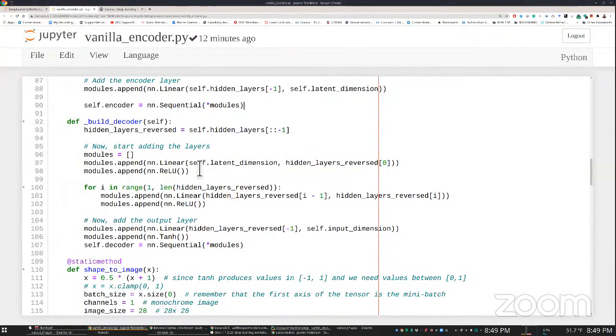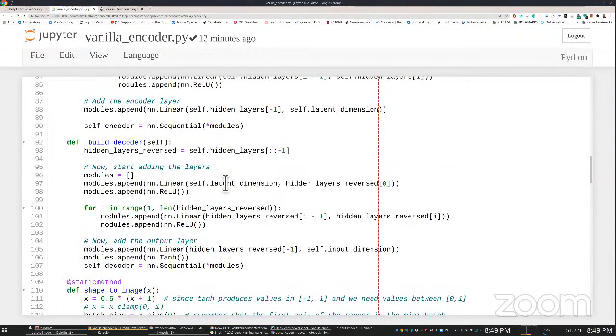So how do we build the decoder? Remember, I said that the decoder is the reverse of the encoder. One second, guys. There's a train going by. Please bear with me.